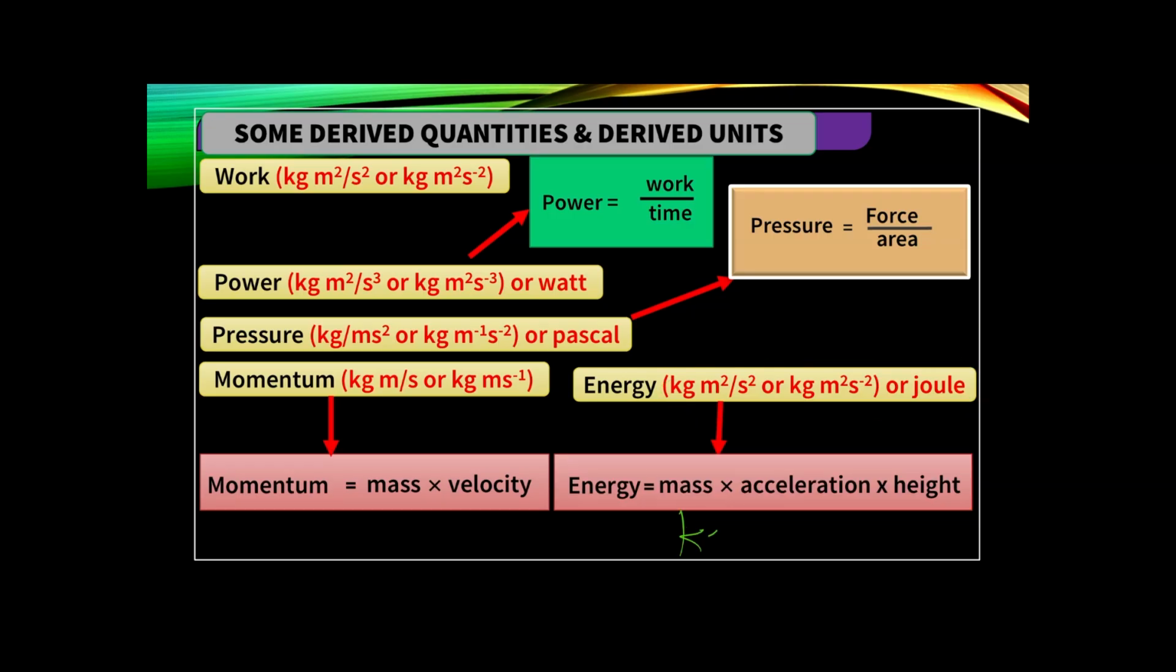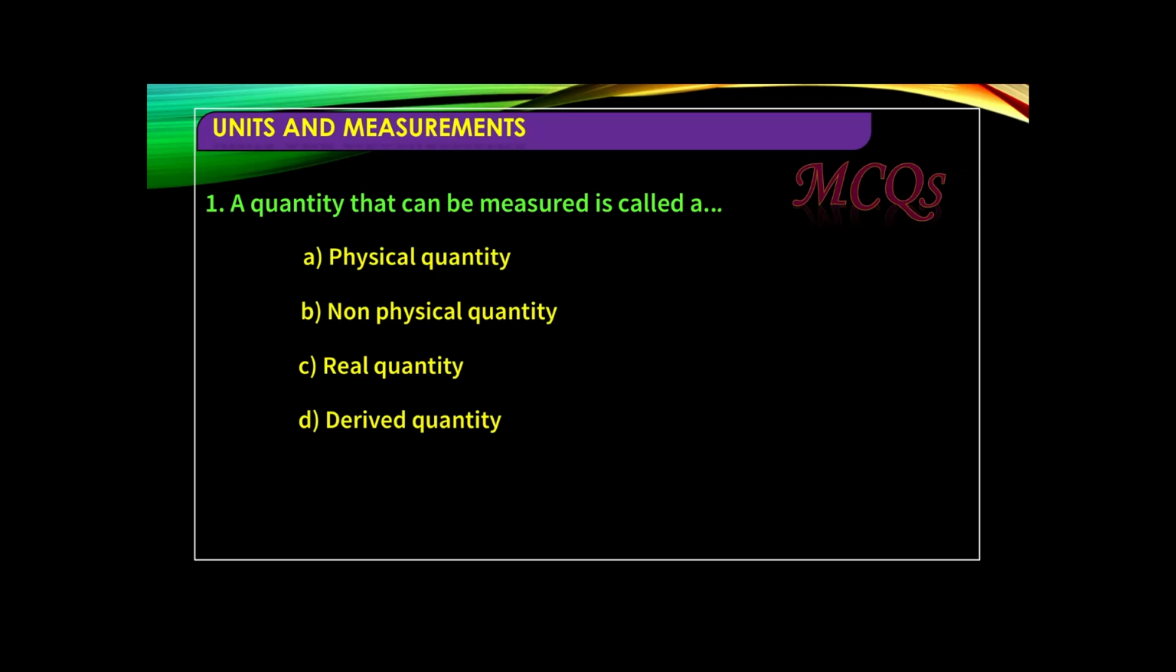Mass, kilogram. Acceleration, we did before, m s^-2. Height, which is again meter. So 1 m, another m, it becomes m². So kg m² s^-2. That's all. Now, let's do some questions. A quantity that can be measured, simple, we call it a physical quantity.